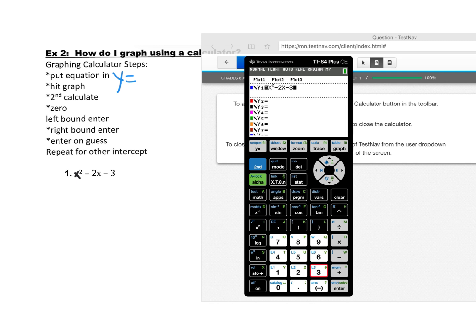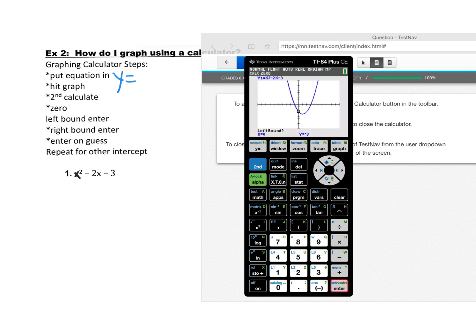All right, now that we have the equation in, the next step is to hit the graph button, which is up here on the right, in the red. And you should have a graph that looks like this. Now, the next step is the second calculate. So right after you hit graph, you're going to do the second button, and then calculate. You need to scroll down to where it says zero, and then press enter, because remember, we're looking for the zeros of the equation.